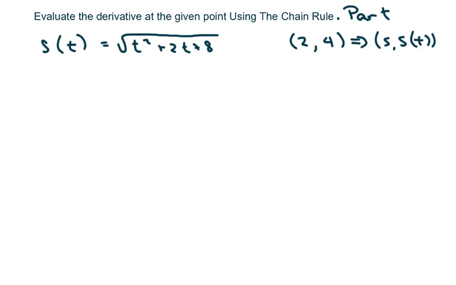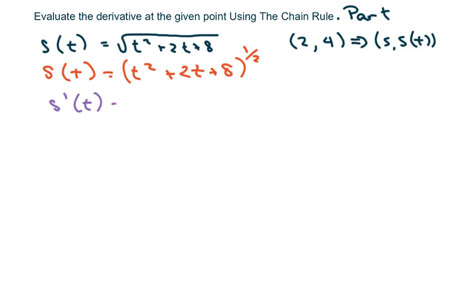The first thing I'm going to do is rewrite my s of t as t squared plus 2t plus 8 to the 1/2. And then I'm going to use my chain rule on this and take the derivative of s of t. And this is going to be 1/2 times t squared plus 2t plus 8 to the 1/2 minus 1, which is minus 1/2.